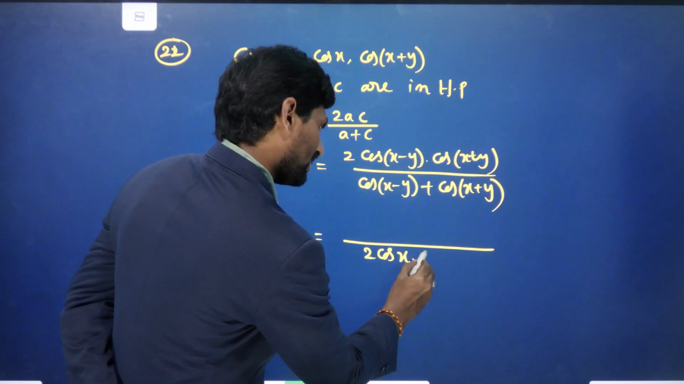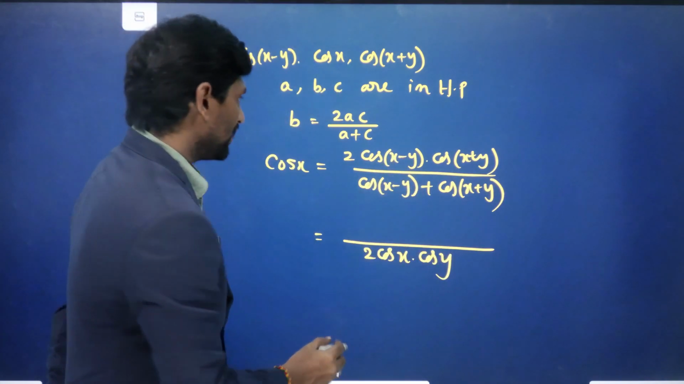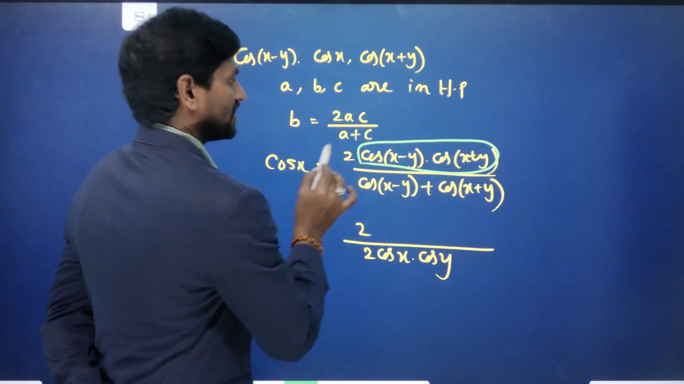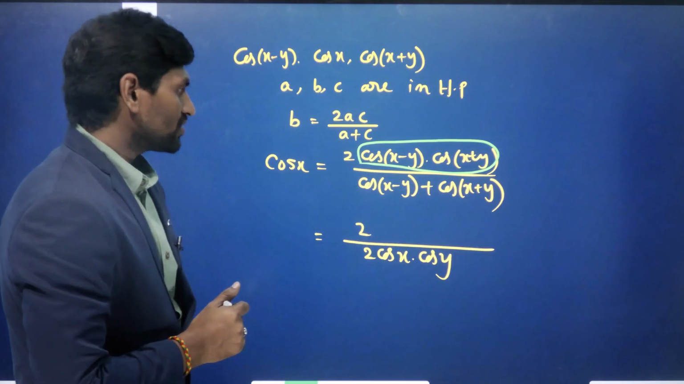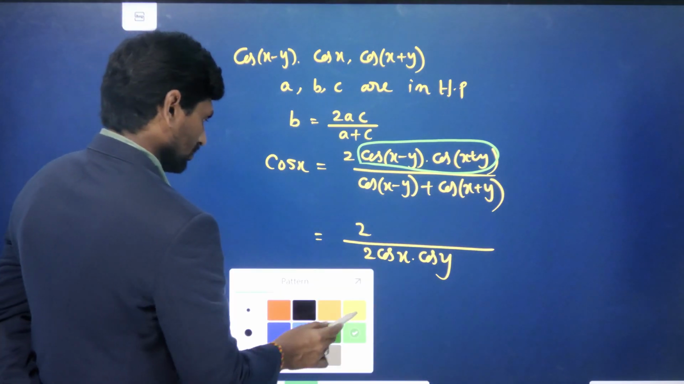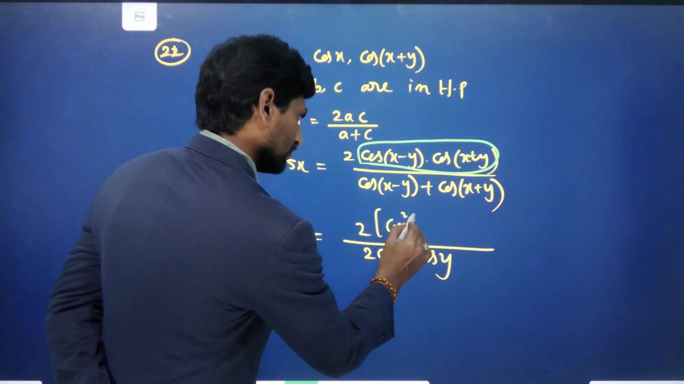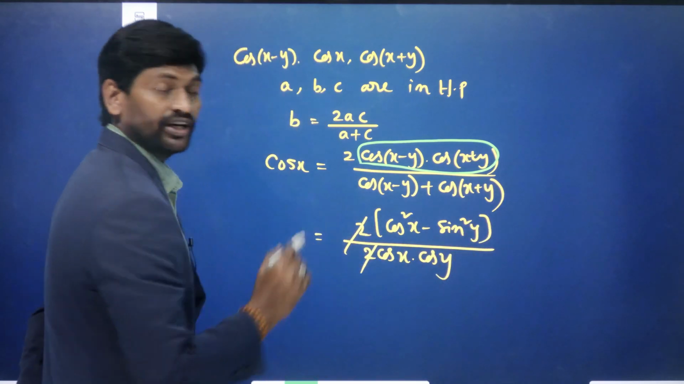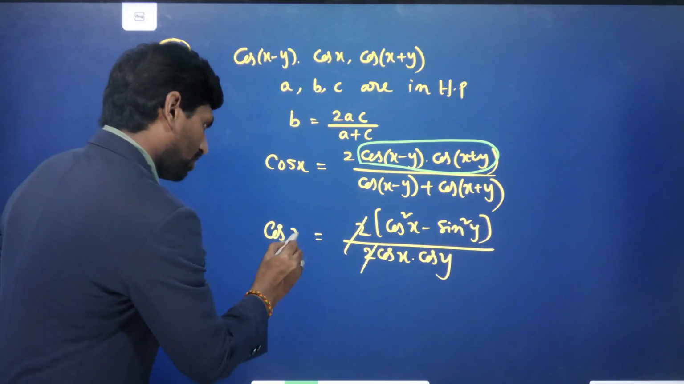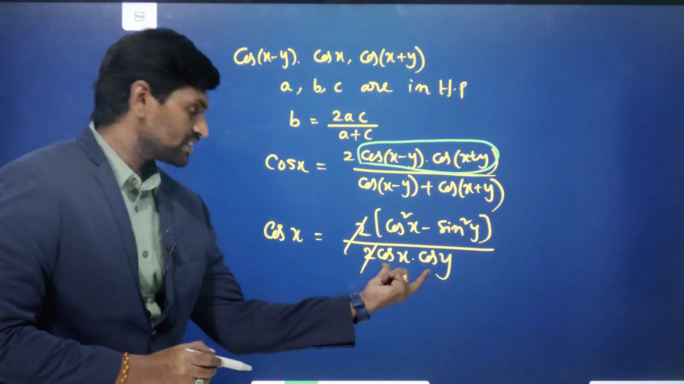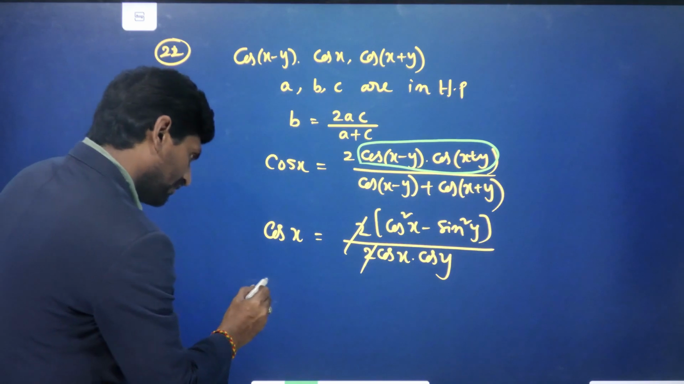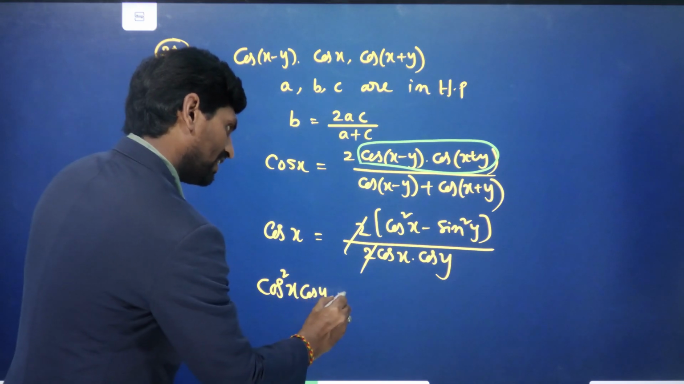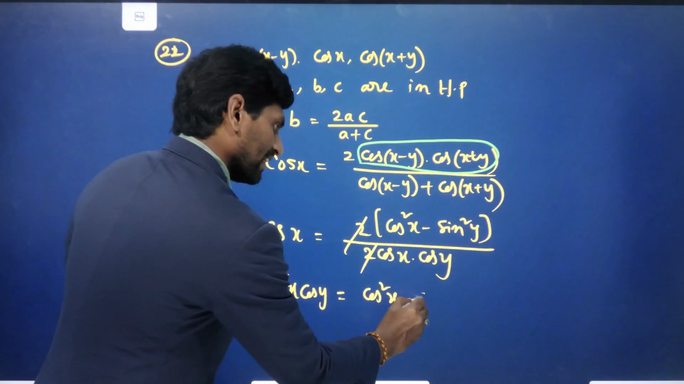2 cos a cos b. The numerator means these two terms: cos a plus b into cos a minus b is cos square a minus sin square b. That means cos square x minus sin square y. So numerator 2, denominator 2 cancel, and on the left hand side we have cos x. The denominator cos x into cos y, transpose this side, it will be multiplied: cos x into cos x, cos square x into cos y is equal to cos square x minus sin square y.